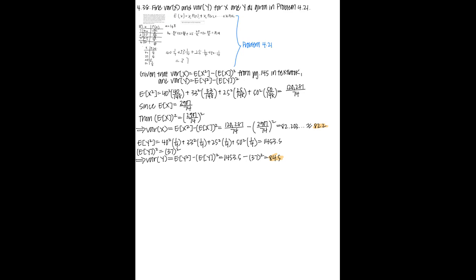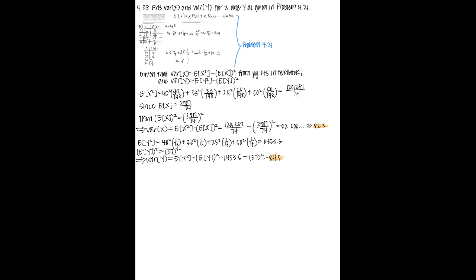I'm presenting chapter 4, question 38. Find variance of x and variance of y for x and y as given in problem 4.21. So I have the screenshot from last class of question 21. Given that the variance of x is E of x squared minus E of x, squared. This is from page 145 in the textbook.